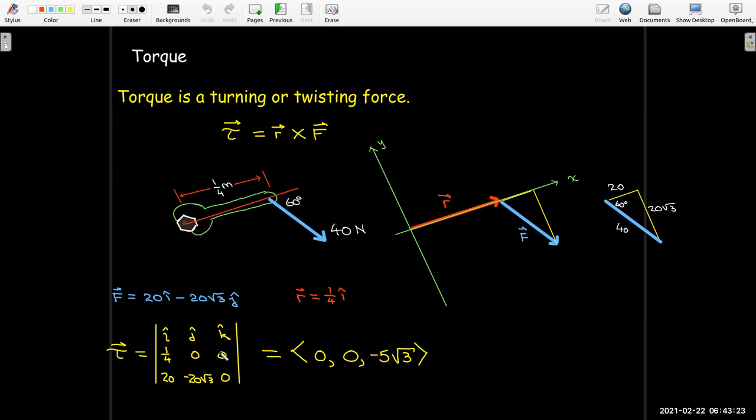So now let's check. What does that tell me? We said that the positive z-axis points out. That means that the negative z-axis is pointing into the board. So if we have a right-hand thread on our bolt, then the result of applying this force to that wrench is that the bolt should be trying to go into the board. In other words, it should be trying to get tighter. And so there we go, that makes sense.